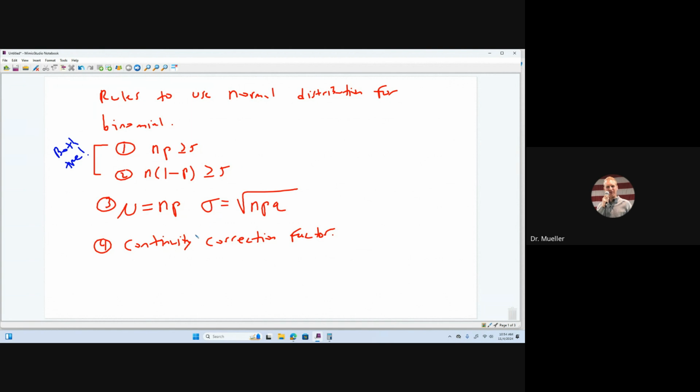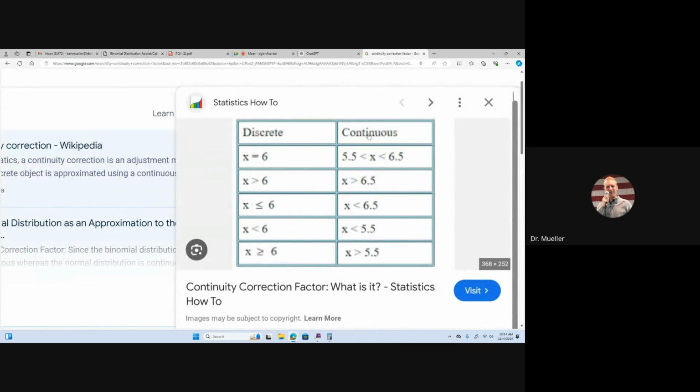You do have to apply what's known as a continuity correction factor. If you're looking for exactly 6, you want to find between 5.5 and 6.5. If x is greater than 6, then you want x greater than 6.5. If x is less than or equal to 6, then you want x less than 6.5. If x is less than 6, then you want x less than 5.5. If x is greater than or equal to 6, then you want x greater than 5.5. That's known as a continuity correction factor when you're using a normal distribution to approximate a binomial.